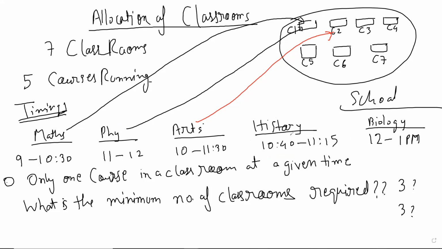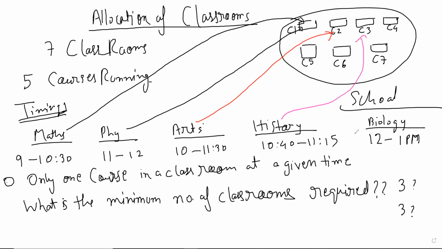So again, just going through it, because it's just the first example. Can I put the history class in classroom 2? Exactly, right. So I cannot do that. You see the history class is overlapping with the arts class. These two timings have an overlap. So the history class has to go to some other room, right? So that has to have a separate, third room.